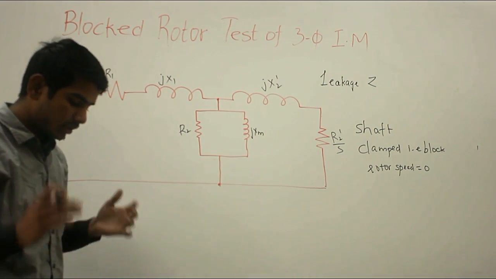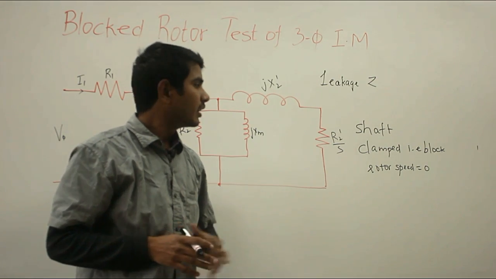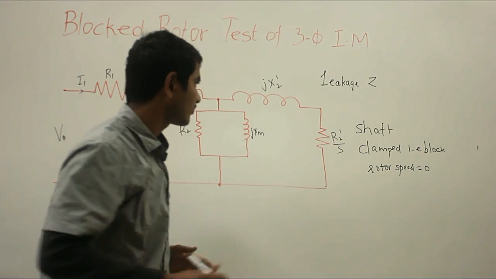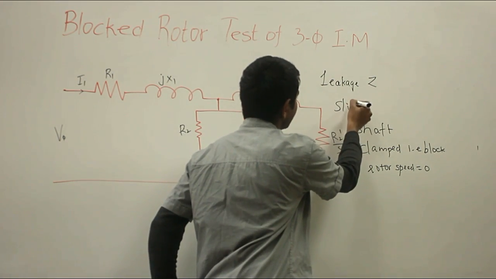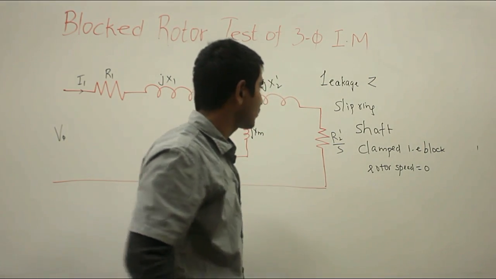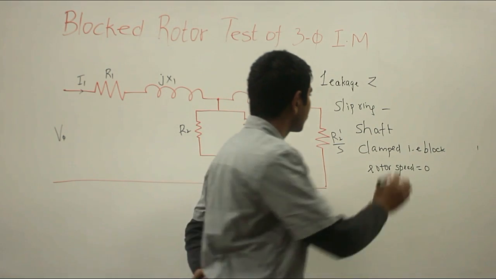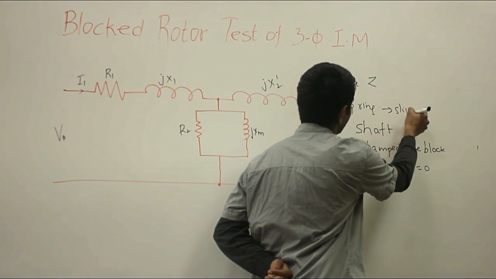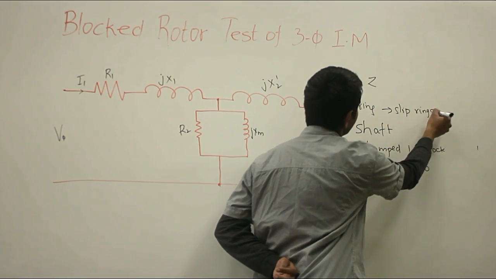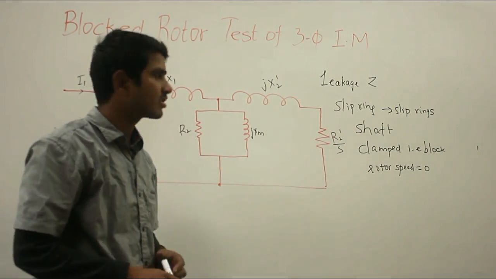In a slip ring induction motor, or wound rotor induction motor, the rotor winding is short circuited through slip rings. I am going to repeat that. In a slip ring induction motor or wound rotor induction motor, the rotor winding is short circuited through slip rings. But in a squirrel cage induction motor, the rotor bars are permanently short circuited.